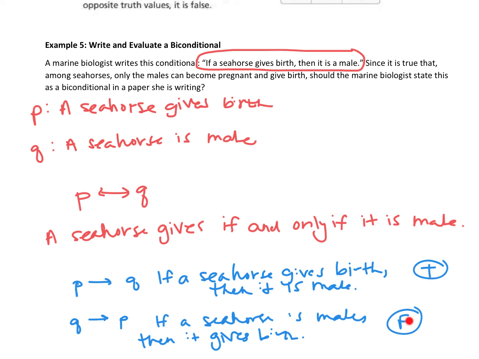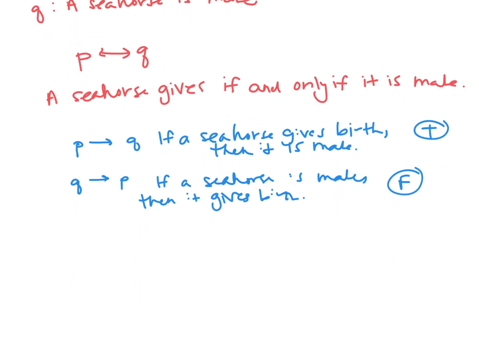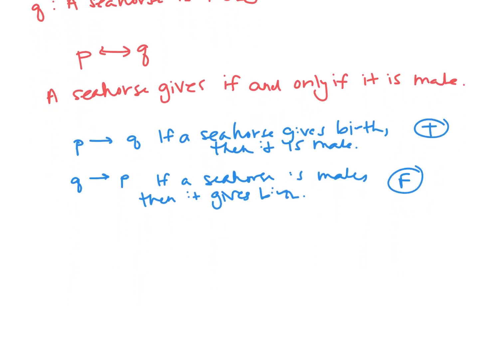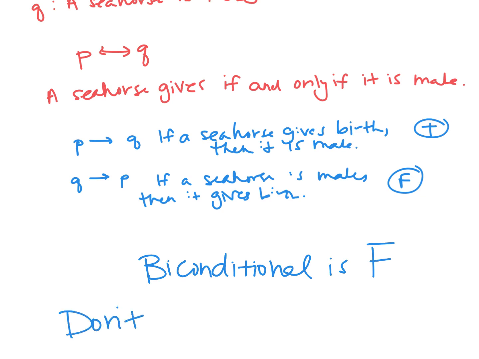And because we have different truth values here, that means that the biconditional will be false. The biconditional is true if the two statements have the same truth values, but the biconditional is false in this case. So she should not include it in her paper. So don't put it in the paper.